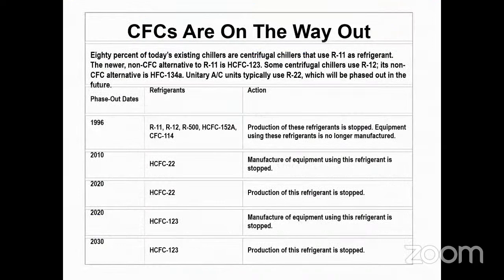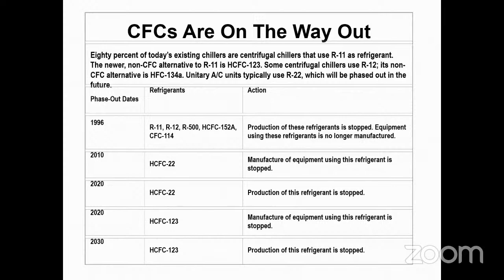Again, CFCs are on the way out. So 80% of today's existing chillers are centrifugal chillers that use R11 as refrigerant. The newer non-CFC alternative to R11 is HCFC 123. Some centrifugal chillers use R12. Its non-CFC alternative is HFC 134A. Unitary AC units typically use R22, which will be phased out in the future.